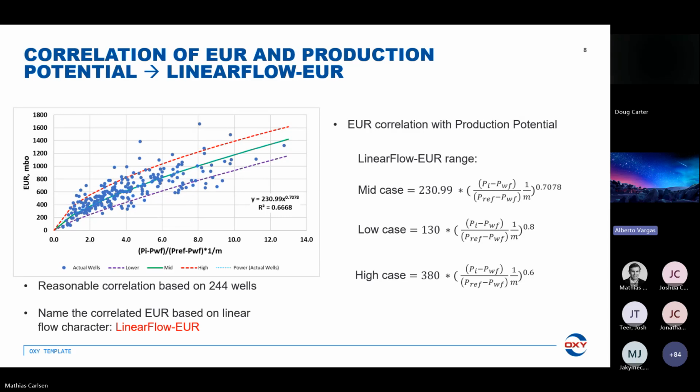Based on the over 200 wells, it's amazing that we still have a good, reasonable correlation. Here the R squared is 0.66. There are some outliers, but it's already better than I expected. Since it depends on the linear flow, I call this linear flow EUR. And then we have the mid-case correlation here, and then there are the lower bound and upper bound.